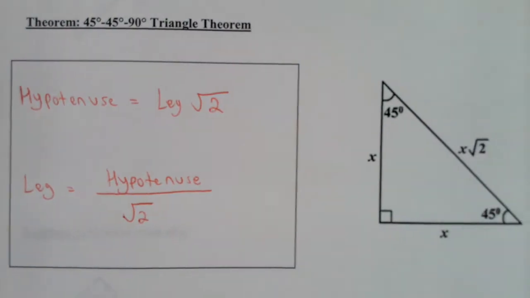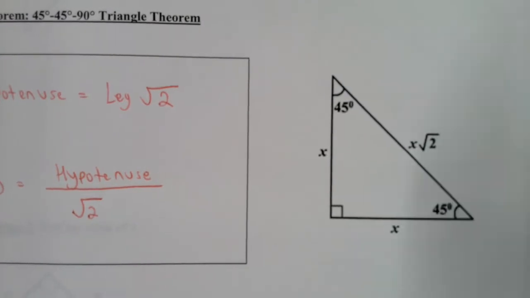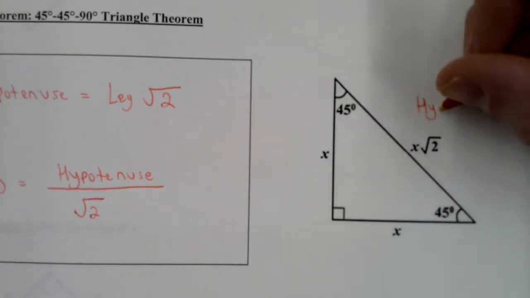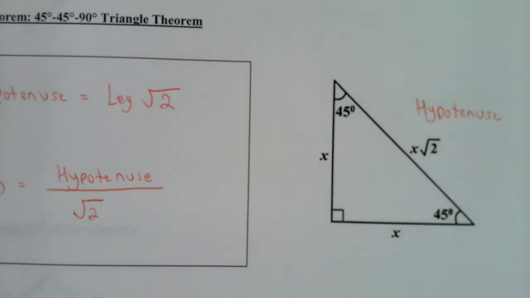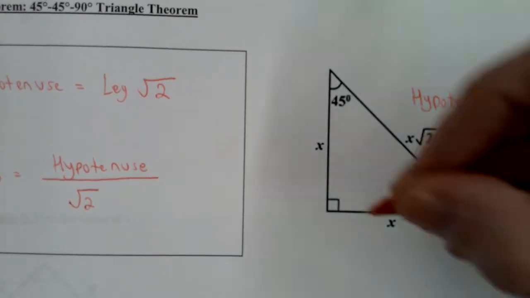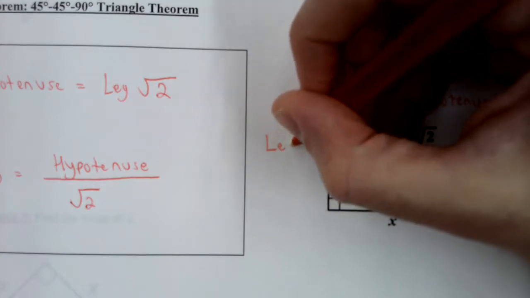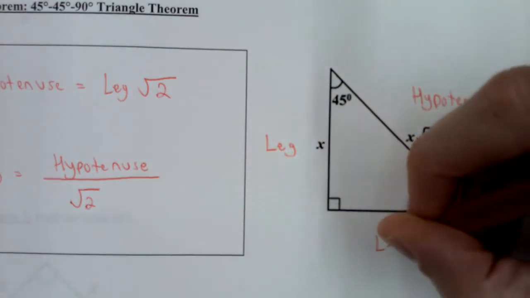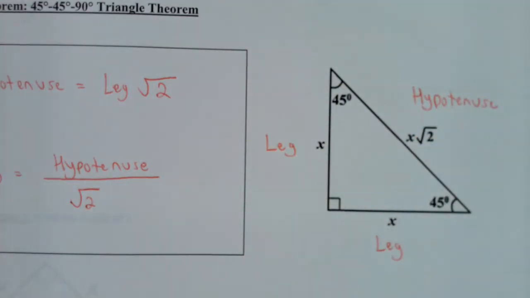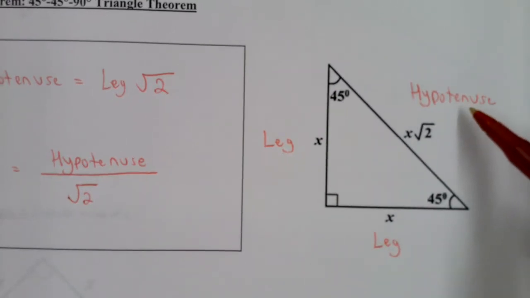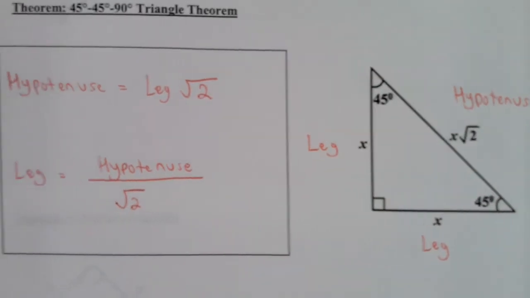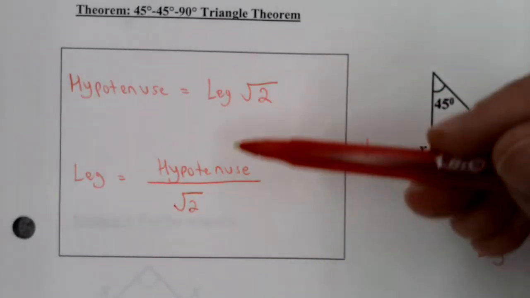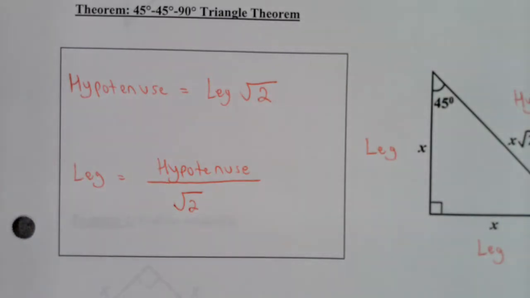Okay, so if you look at the diagram, remember the hypotenuse is the side across from the right angle. So this would be the hypotenuse. And the other two sides are called legs. We've done this before. You should know what a hypotenuse and what a leg are by now, but just in case you forgot, the hypotenuse is the side across from the right angle, and the other two sides are called legs. So leg, leg. And these are the two you need to know. You have to know these two. Make sure you memorize those.